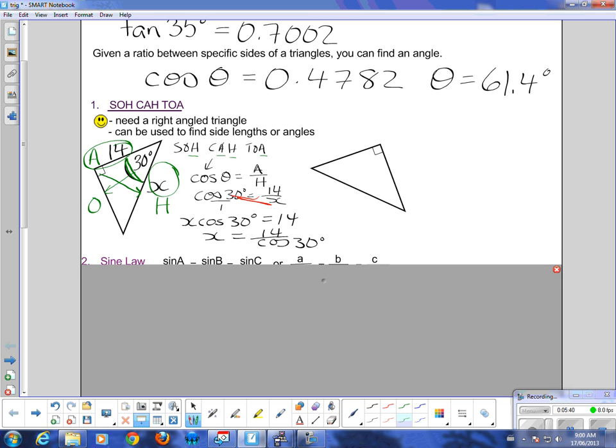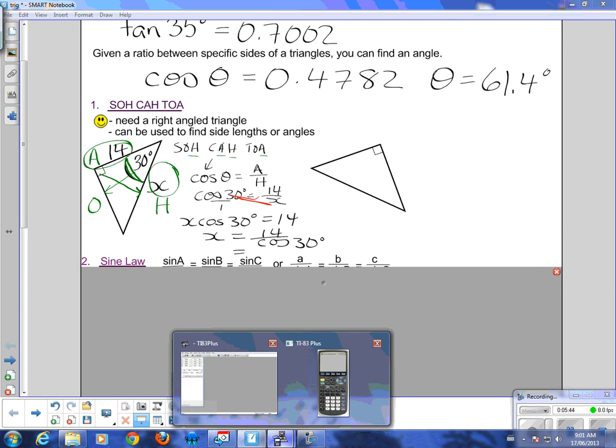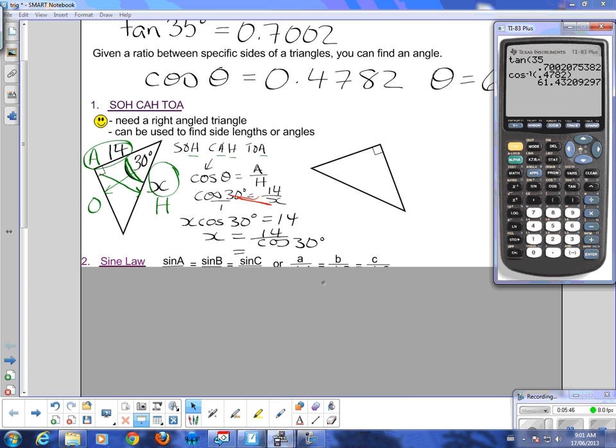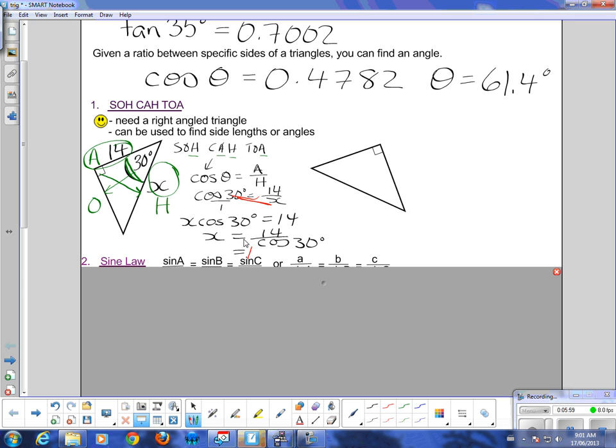Again, we take out our calculator and out comes our answer. So here comes our calculator again. I'm going to just clear that. So 14 divided by the cos of 30. We can see it's approximately 16.3. And that is not a degree because that's the side length.